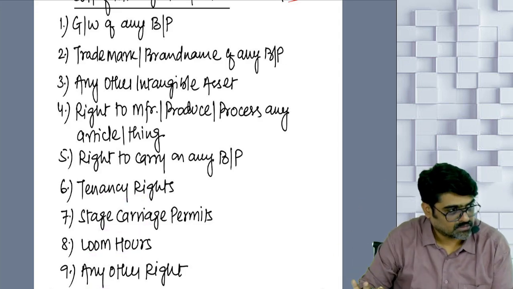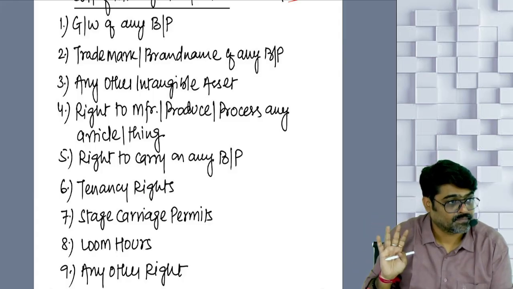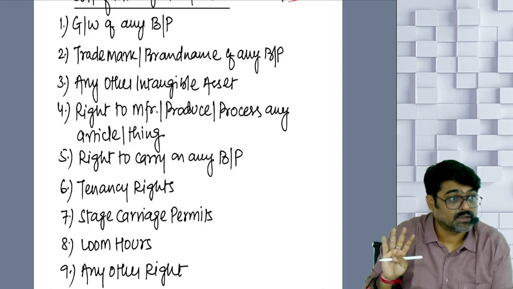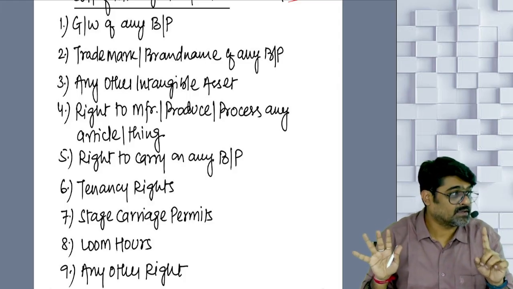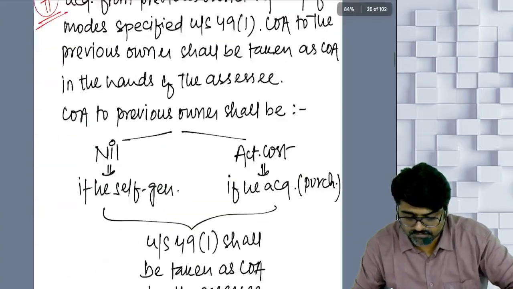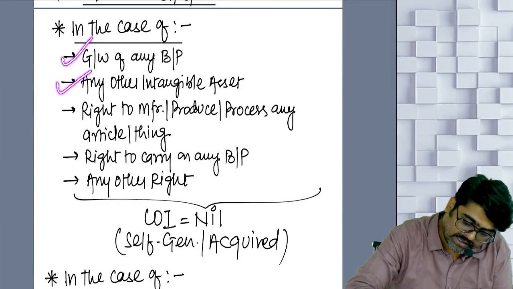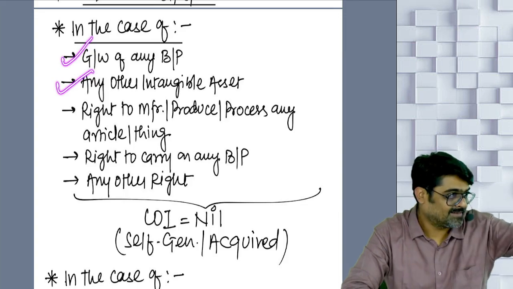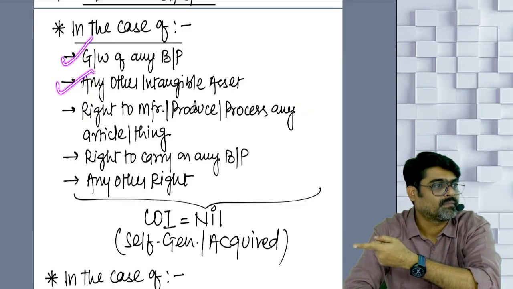9 assets. Read it once more. Goodwill, trademark brand name, any other intangible asset, right to manufacture, right to carry on, stage carriage permits, tenancy rights, loom hours or any other right. Yes or no? Now let's come to this point. What is this? Goodwill or any other? Don't you think something is missing? Second point is missing. Trademark or brand name deliberately not written.